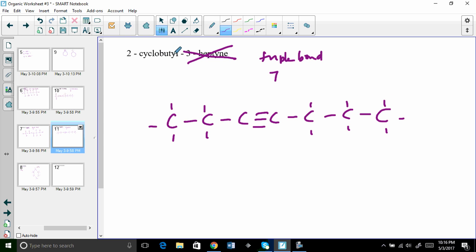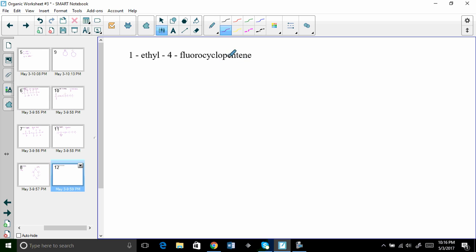And now we have butyl means 4, and cyclo means in a circle, and 2 means on position 2. And the best way to do that is have it come into the corner of a square. Has to come into the corner because it's the vertices that represent the carbon. And that's that picture. And here's the last one.